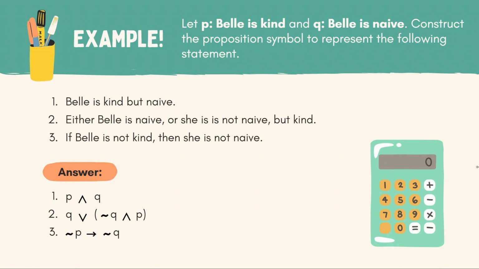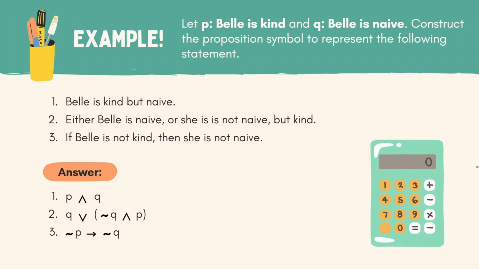and statement q. So, the answer to construct the proposition symbol for the first question is p, because the first sentence is Belle is kind, which represents the p statement. Then, write the conjunction symbol, which is the letter V but upside down. And lastly, q, because the last sentence is naive, which represents the statement q.